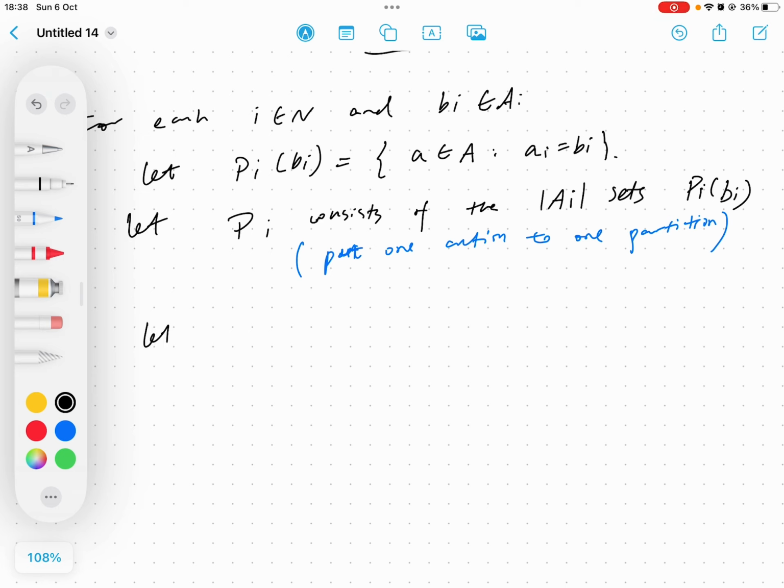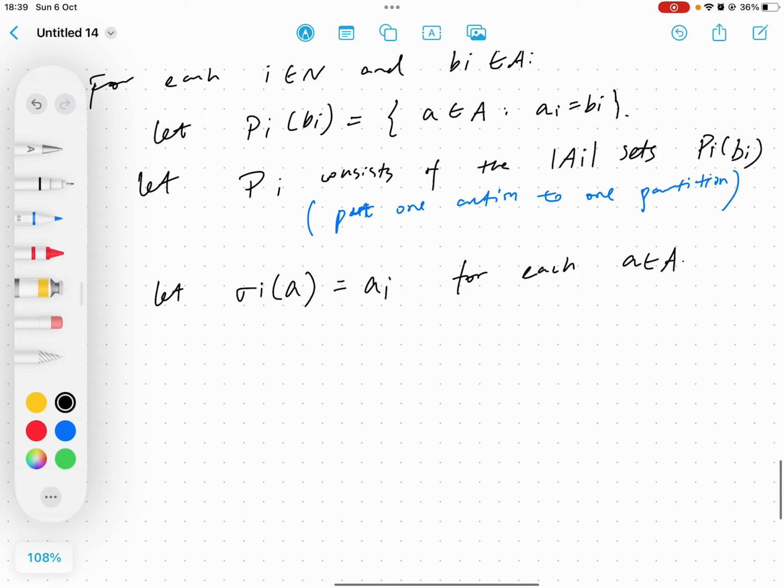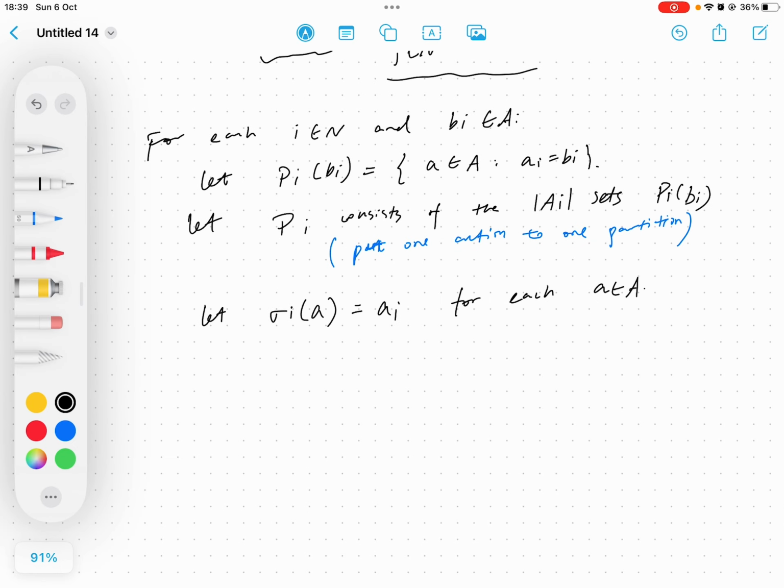Further, let us define sigma_i by sigma_i(a) equals a_i. That's also very straightforward. It means that the function for player i from this A just maps to this a_i, for each a in the action space. Then we can already see that this is just a correlated equilibrium, since we have constructed this according to all those requirements.